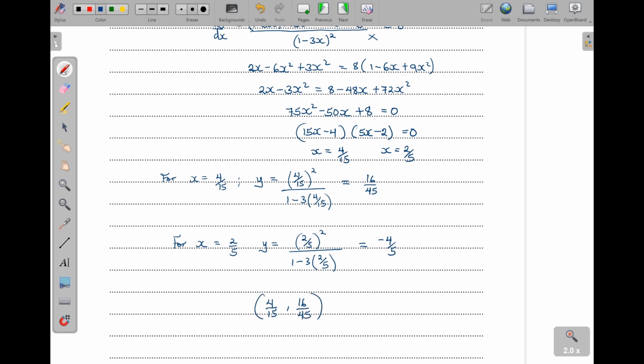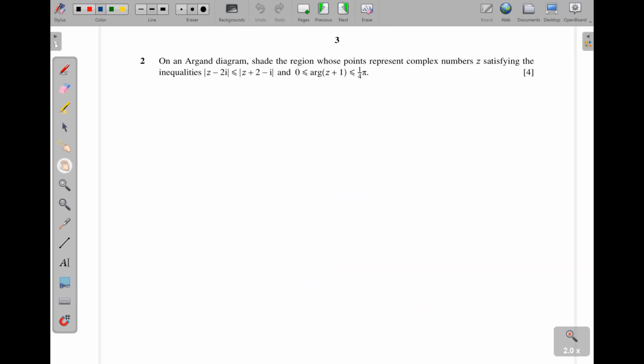That is one coordinate. And then the other point has coordinates 2 over 5 and then negative 4 over 5. So these are our answers.